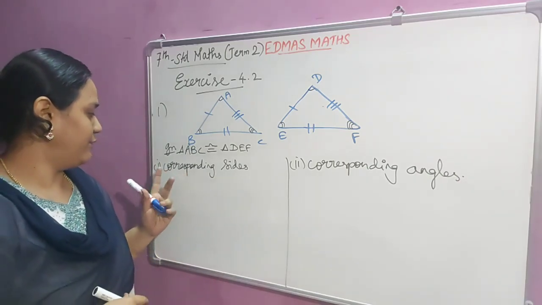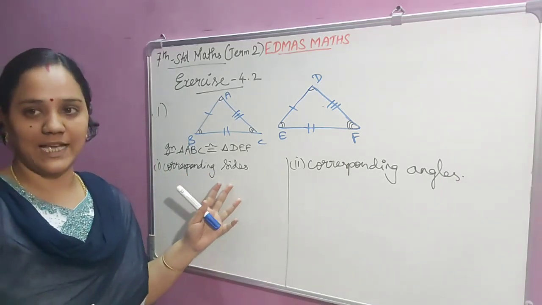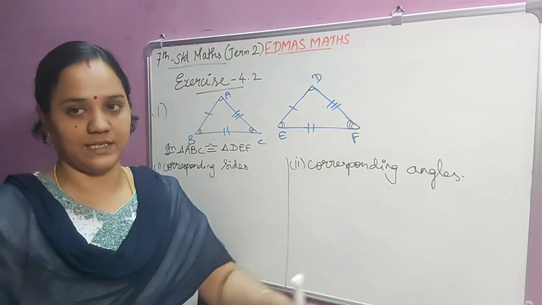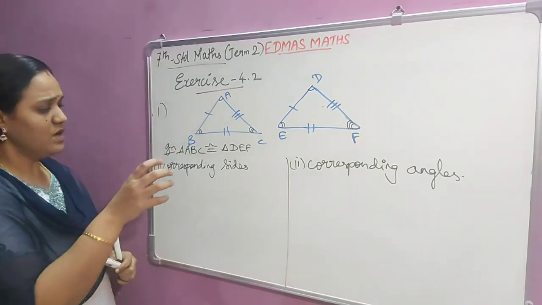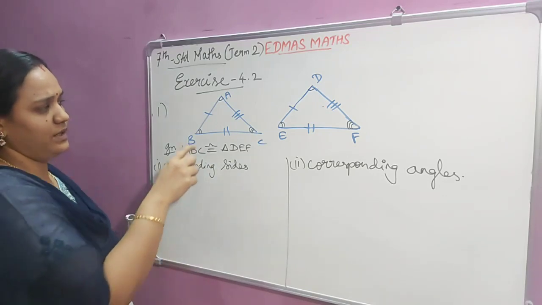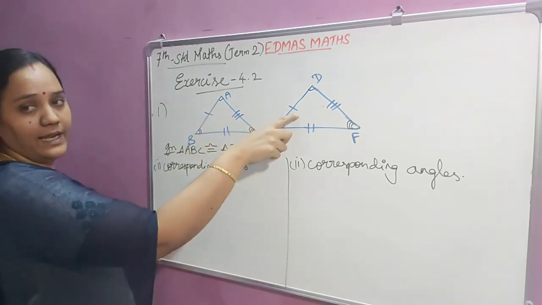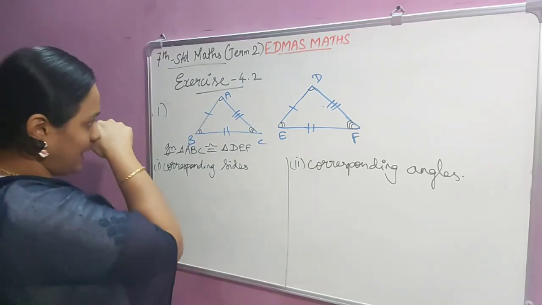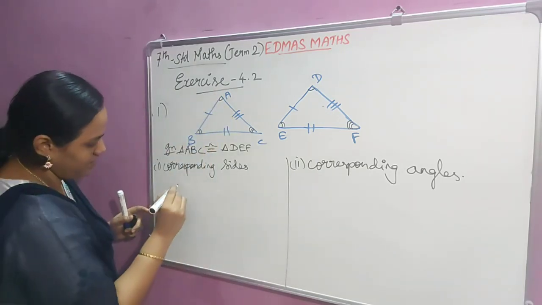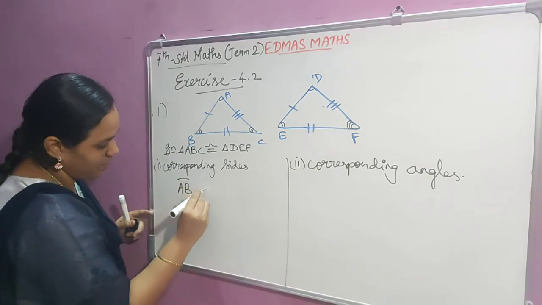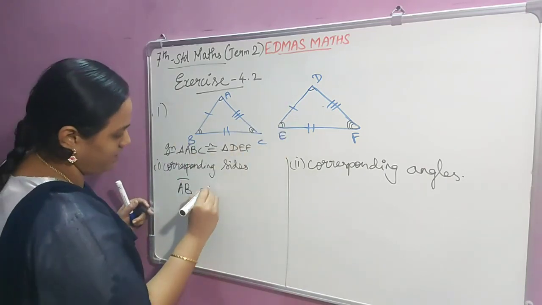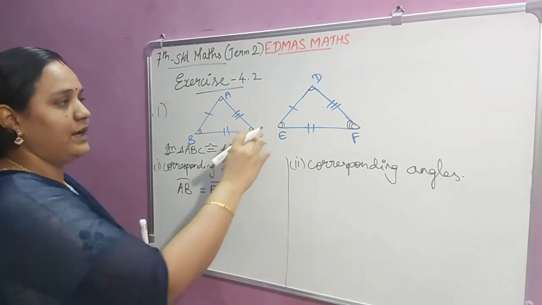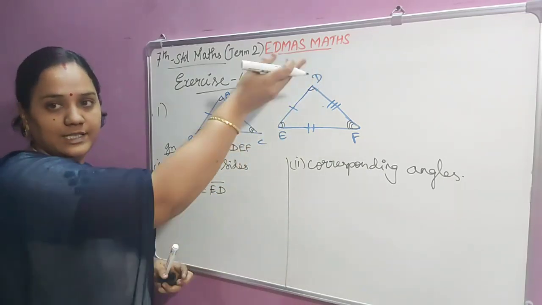Now the first option is we have to write the corresponding congruent sides, and in the second option we have to write the corresponding congruent angles. So what are the corresponding sides here? This single line, double line and triple line. Shall we write it now? So single line AB, which is equal to ED or DE. You can either write ED or DE for denoting this line segment.